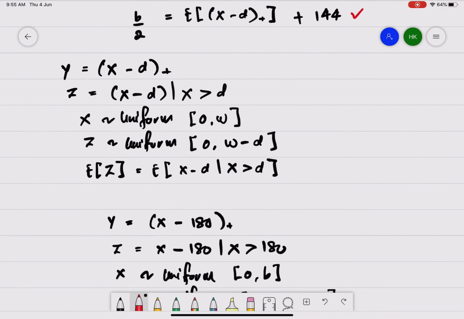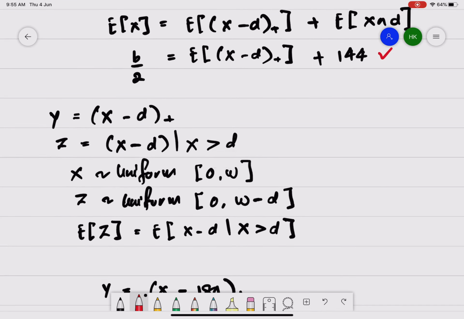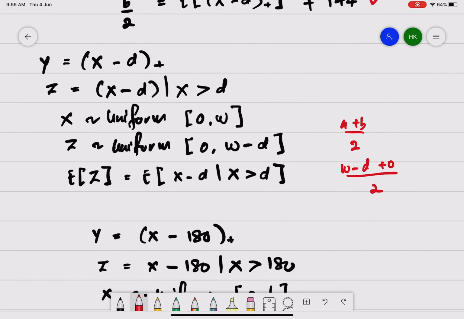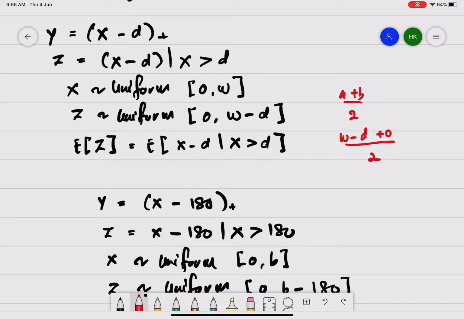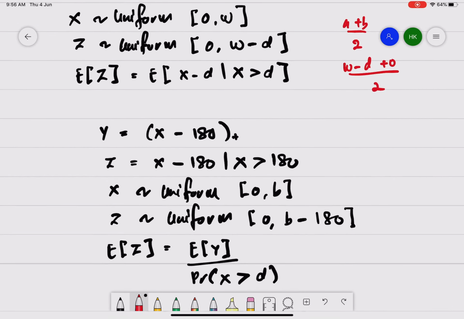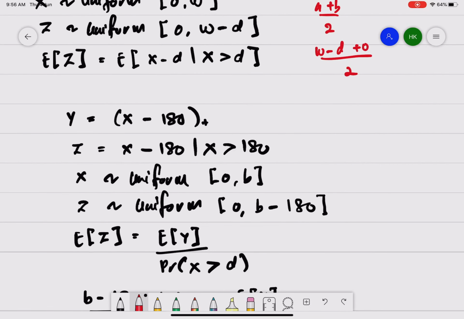So the expected value of Z, because Z is uniform from 0 to omega minus D, is basically (A plus B) over 2. So what you get here is (omega minus D plus 0) over 2. This is the expected value of Z. We insert the value of D here and you will get this. So you get the Y value, defined in terms of the value of D.